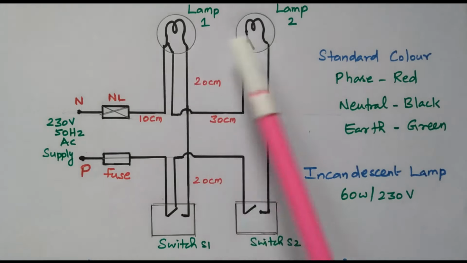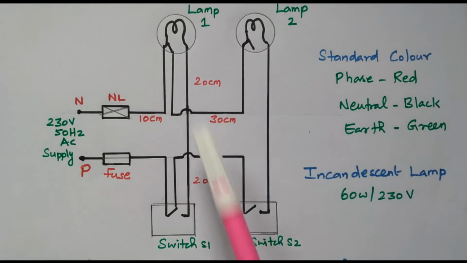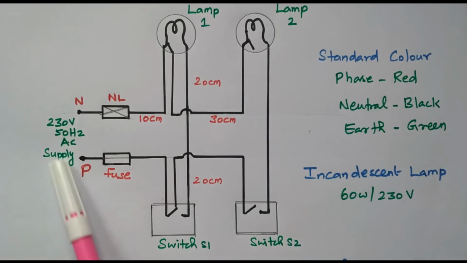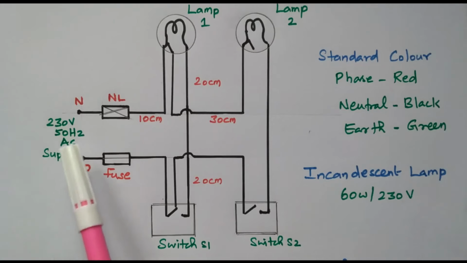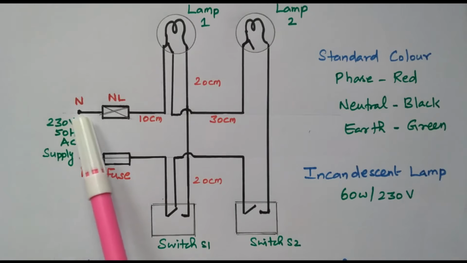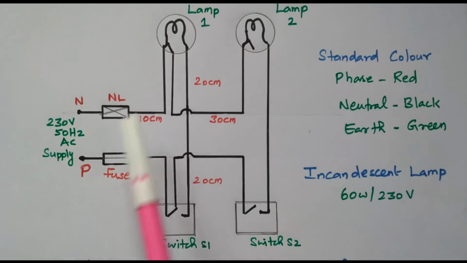So we have lamp 1, lamp 2. There are 2 switches, switch 1 and switch 2. Lamp 1 is controlled by switch S1, lamp 2 is controlled by switch S2. So this is the supply end, 230 voltage, 50 Hz AC supply is available. So we have two terminal, phase and neutral. So the neutral is always connected directly. Only phase is controlled through the switch.